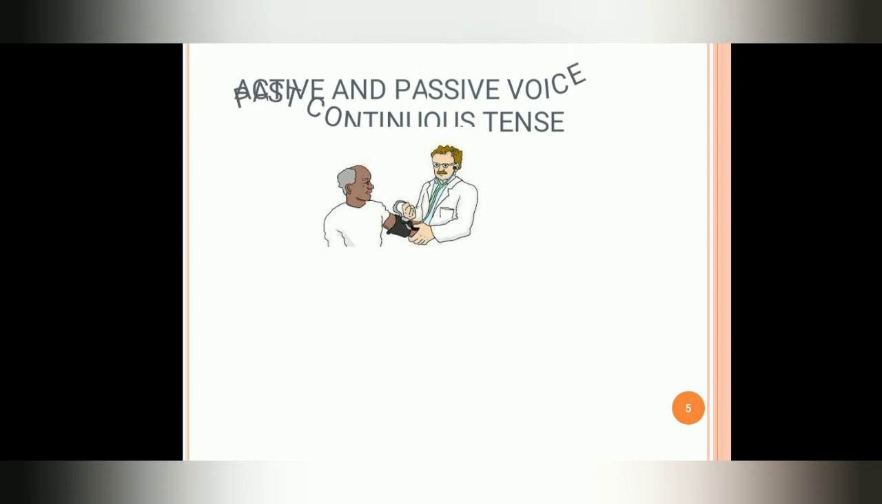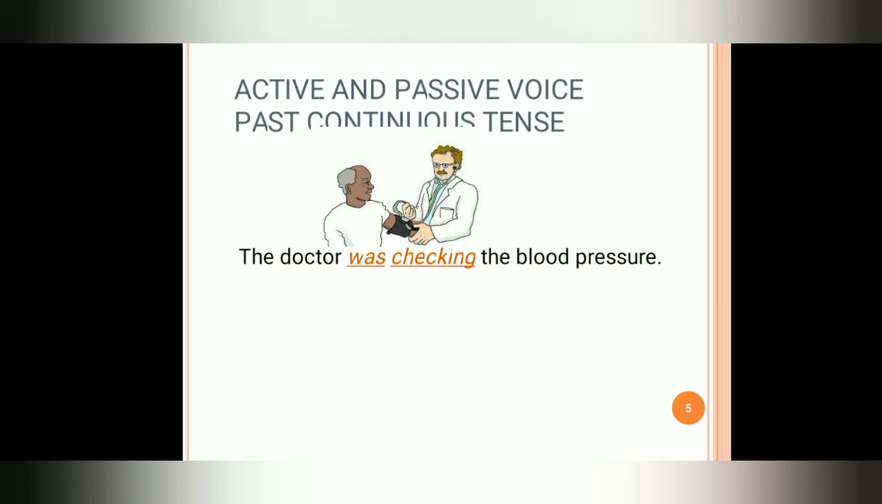Now see an example of the past continuous tense. The doctor was checking the blood pressure. We know that we use was or were with the gerund in case of the past continuous tense. This is an active voice sentence. The doctor was checking the blood pressure.